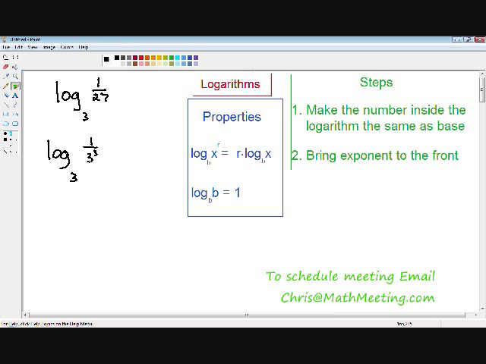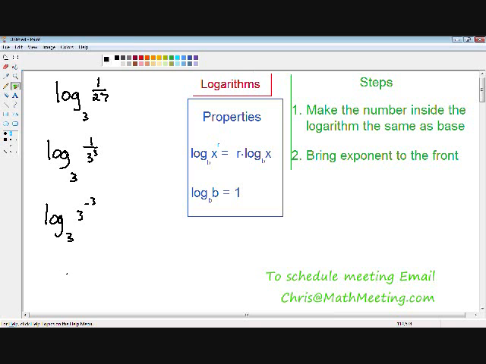Now you guys are probably a little confused because you see that we have a fraction 1 over 3 raised to the 3rd power. So in order to get rid of this fraction, if you remember from algebra, if you have a positive exponent in the denominator, you can write it as a negative exponent in the numerator. So I'm going to rewrite this logarithm as log base 3. Instead of 1 over 3 to the positive 3 in the denominator, I'm going to write 3 to the negative 3 in the numerator.